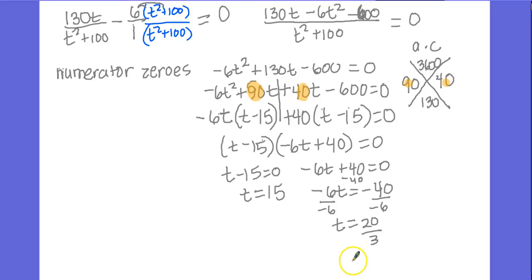Now, t is representing time in weeks, if you recall, and I don't measure my weeks in 20 thirds weeks. So I'm going to change that to 6 and 2 thirds. So the weeks that create exactly 6,000 units are 15 and 6 and 2 thirds. So these are my 2 zeros for my numerator.